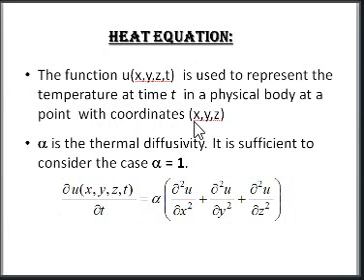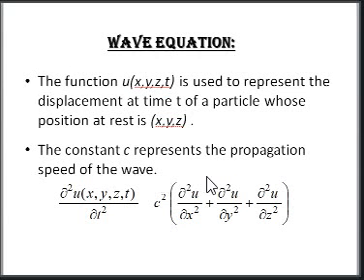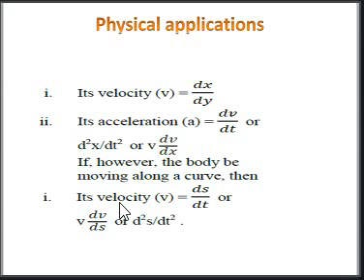Heat equation: the function u(x, y, z, t) is used to represent the temperature at time t in a physical body at a point with coordinates x, y, z. Alpha is the thermal diffusivity. It is sufficient to consider the case alpha equal to 1. Wave equation: the function u(x, y, z, t) is used to represent the displacement at time t of a particle whose position is x, y, z. The constant c represents the propagation speed of the wave.